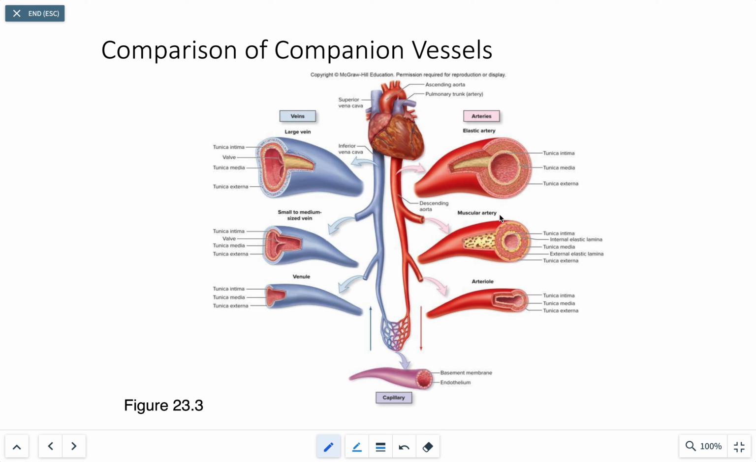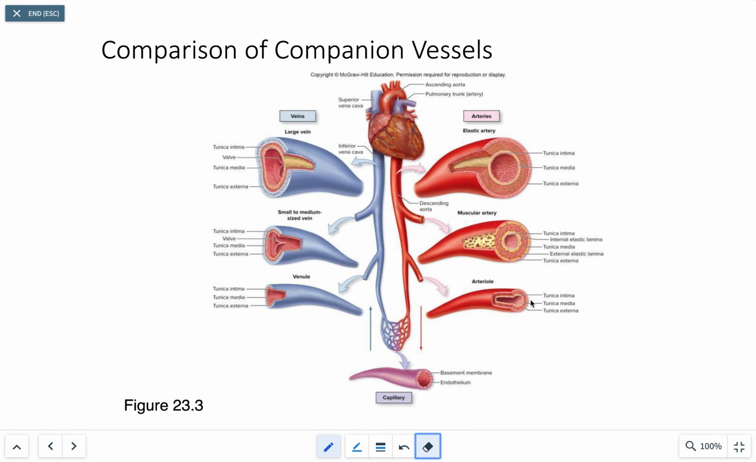The next one we'll look at is the muscular artery. The most important aspect of the muscular artery is going to be the tunica media. You can see that proportionally this muscular artery has a larger tunica media than the other two. So the muscular layer is greater than in the elastic artery.